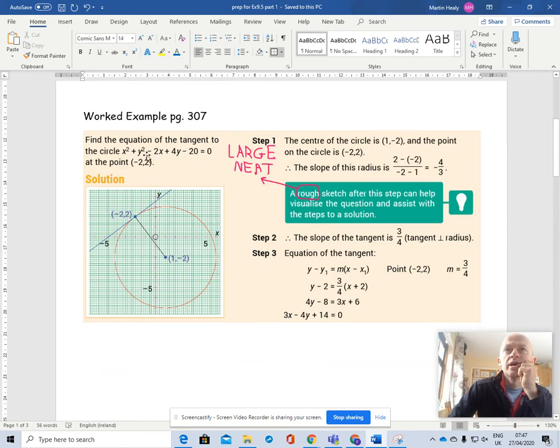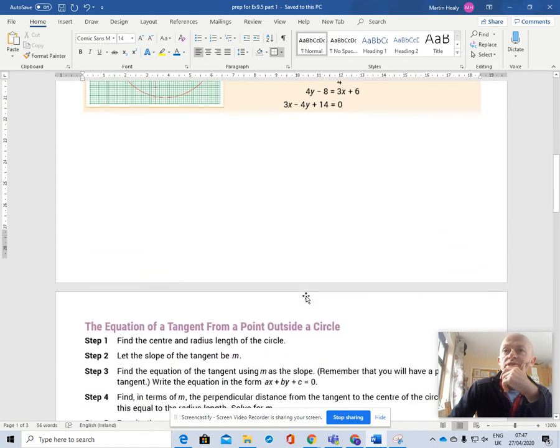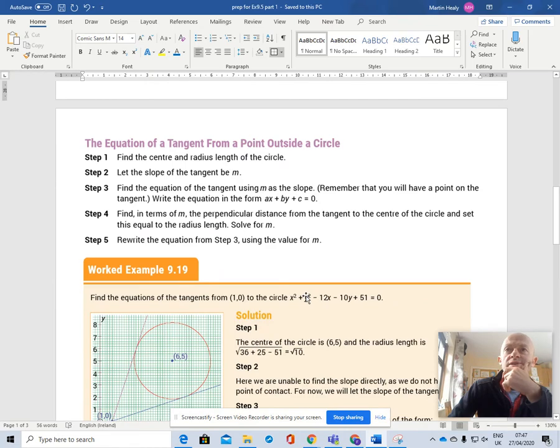So here, from this equation, we can work out the center. We use the center and the point of contact to work out the slope of the radius. We get the perpendicular slope, turn -4 over 3 upside down and change the sign. And then we go and find the equation of the tangent. Nice question. Next one is more challenging.